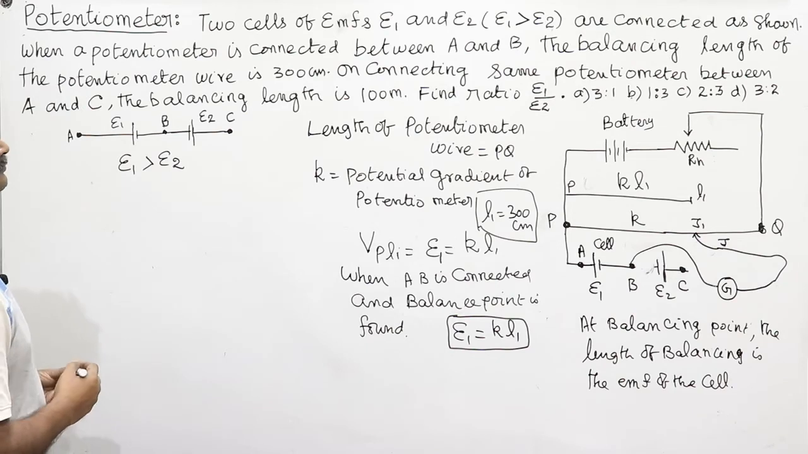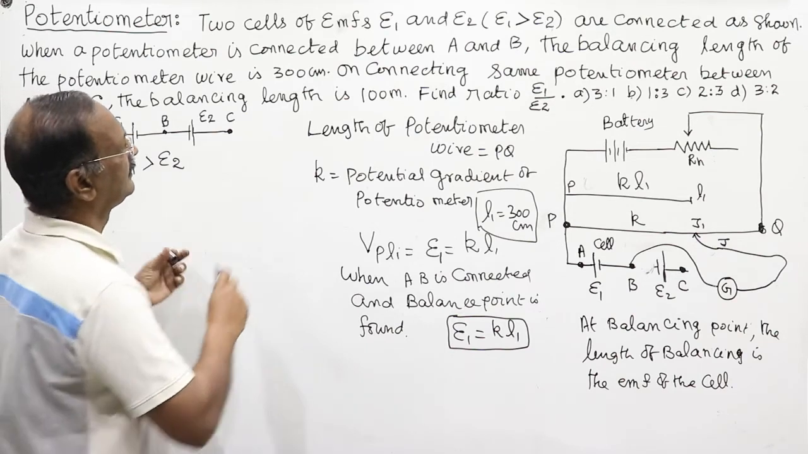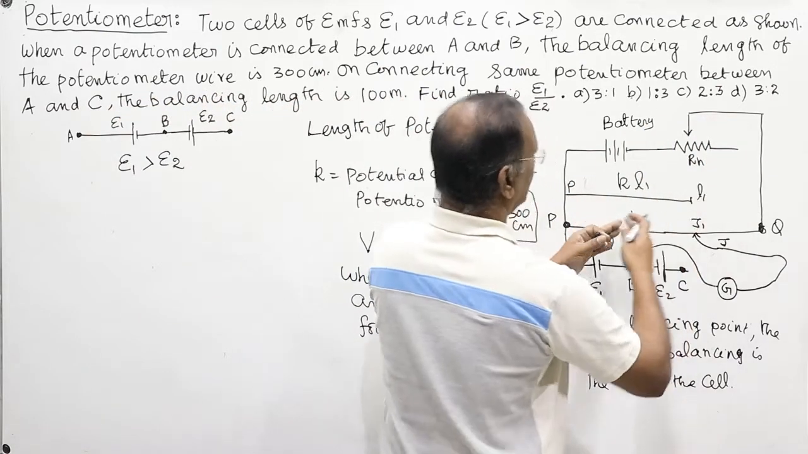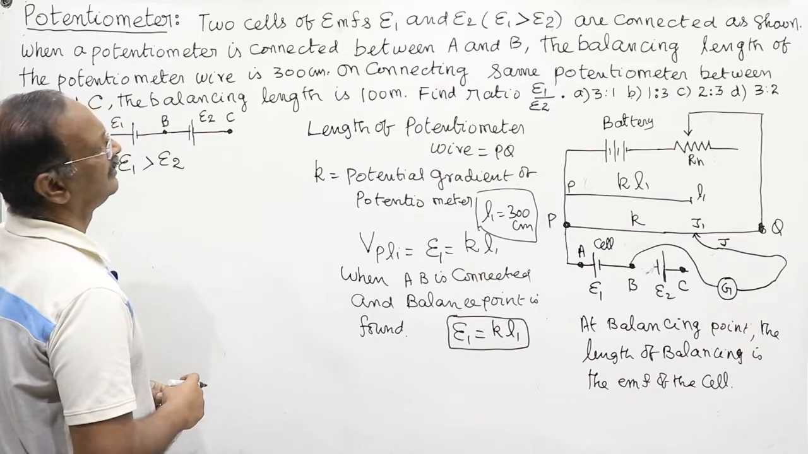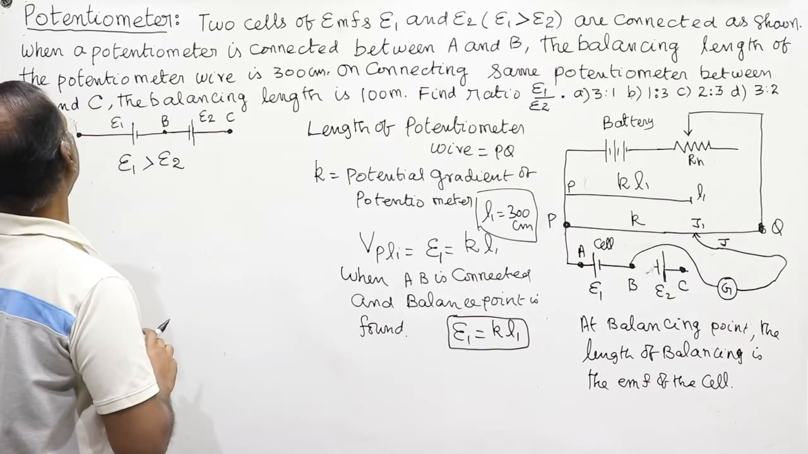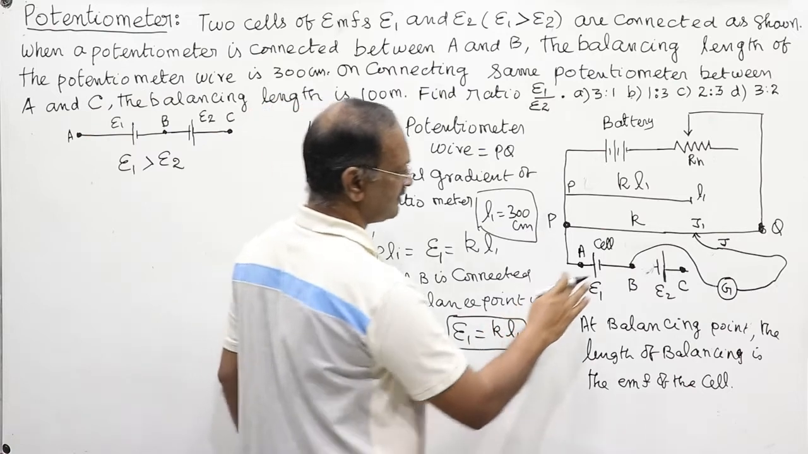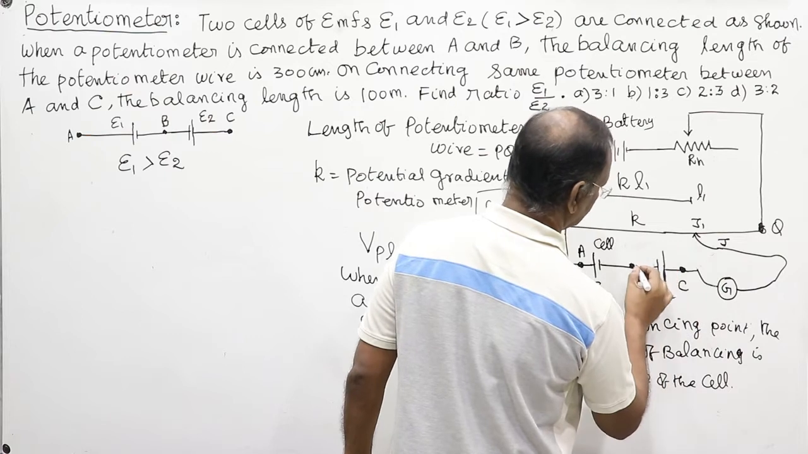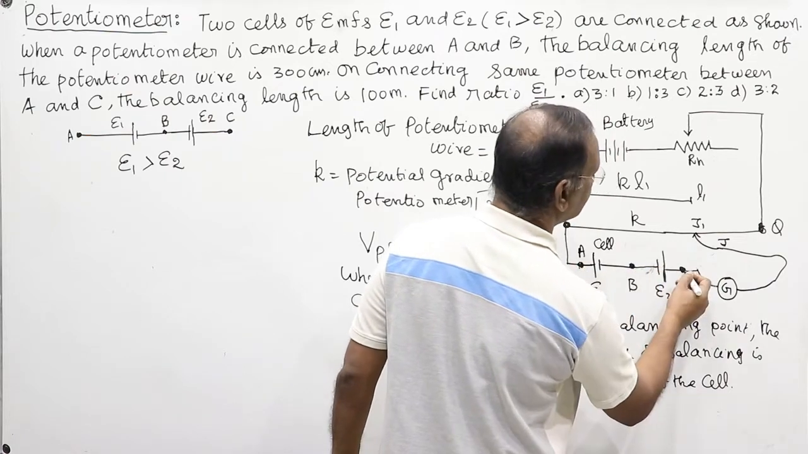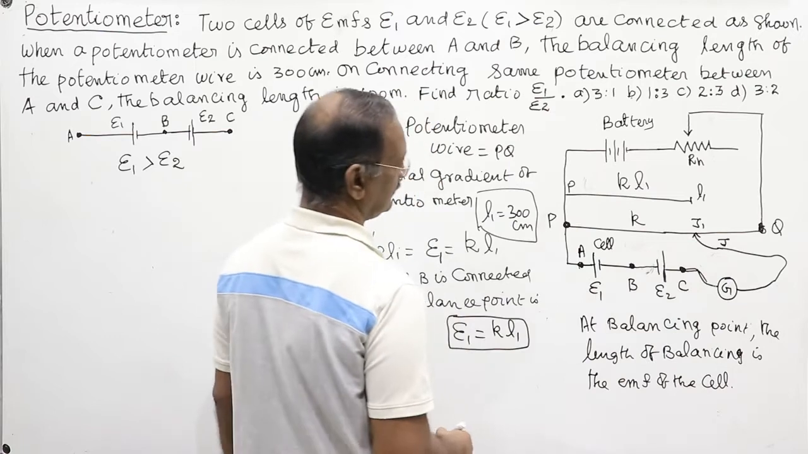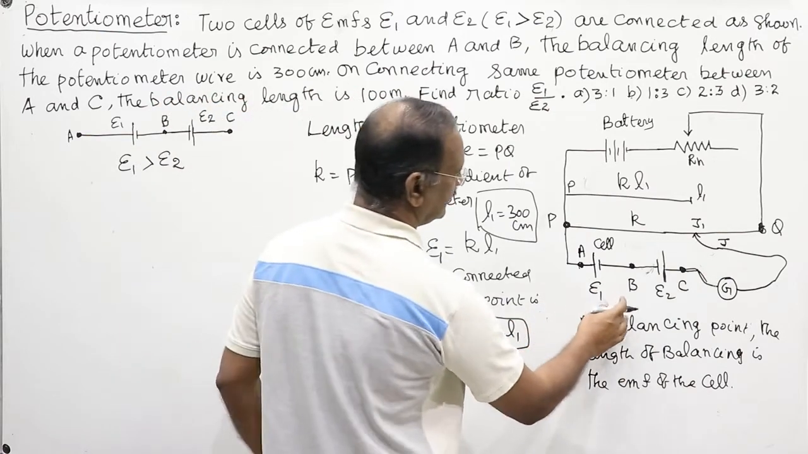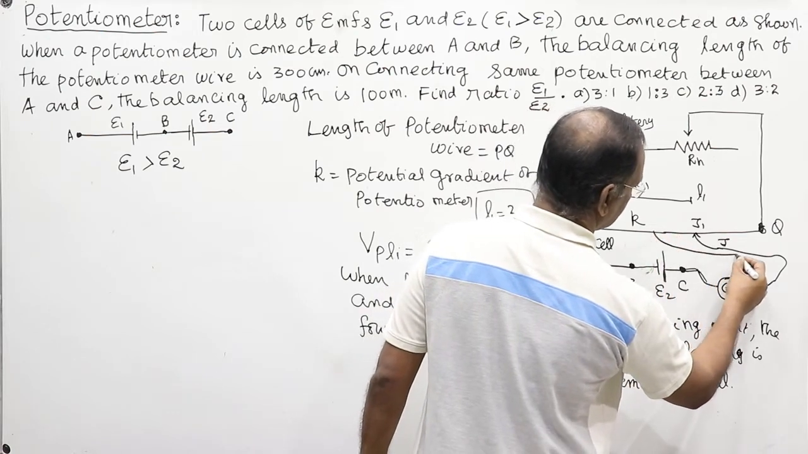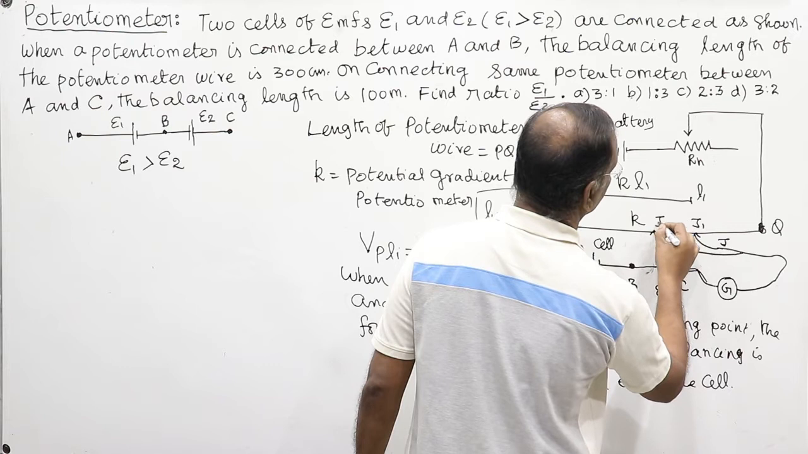Second condition, on connecting the same potentiometer between points A and C. It means now we are connecting this to this point. This is between A and C, it is connected now. It means now we are moving the jack to somewhere like J2.